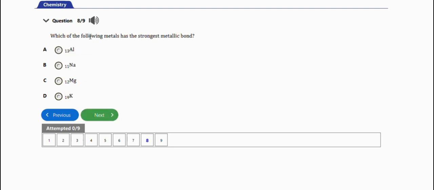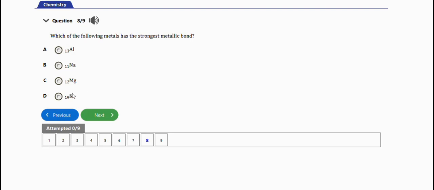It says which of the following metals has the strongest metallic bond? It will be this one that has the highest atomic number, which is potassium 19. So metallic property increases down the group. Alright, which has the strongest metallic bond? So metallic bonding basically increases down the group, guys. So that's it for this question, option D.